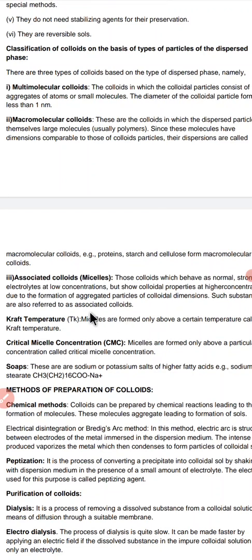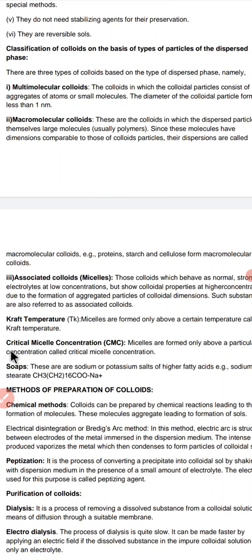After that, we have the Kraft temperature. What is the Kraft temperature? It is abbreviated as Tk. Micelles are formed only above a certain temperature. So the minimum temperature above which micelle formation takes place is called the Kraft temperature.